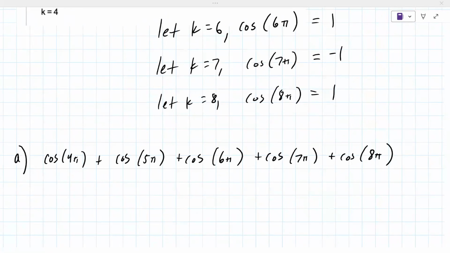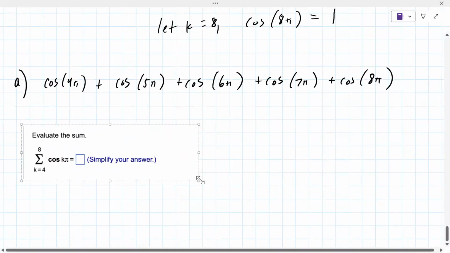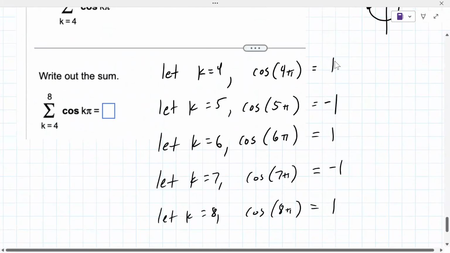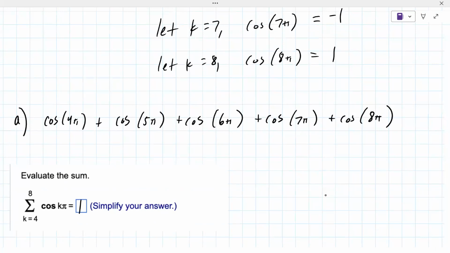Okay. For part B, you are going to actually do the calculations like we did and then add them up. So it's 1 plus -1, 1 plus -1, those cancel. So you end up just getting 1. Okay.